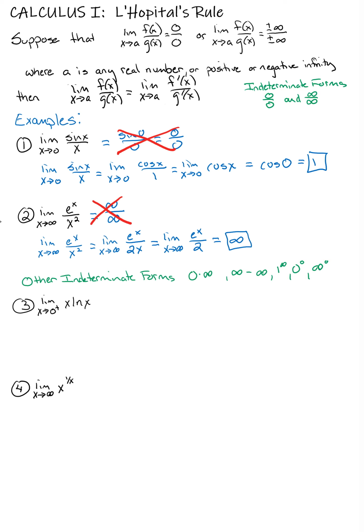First off, example 3, we have the limit as x approaches 0 from the right of x times the natural log of x.